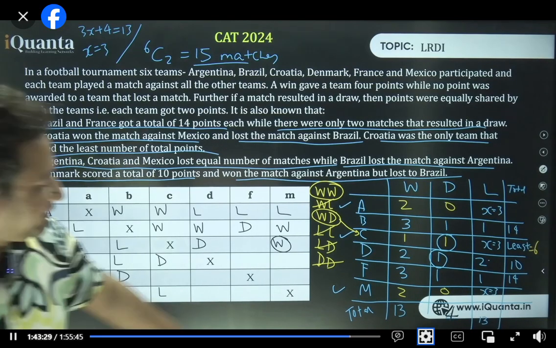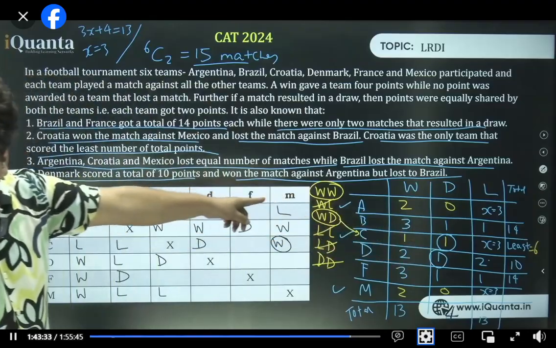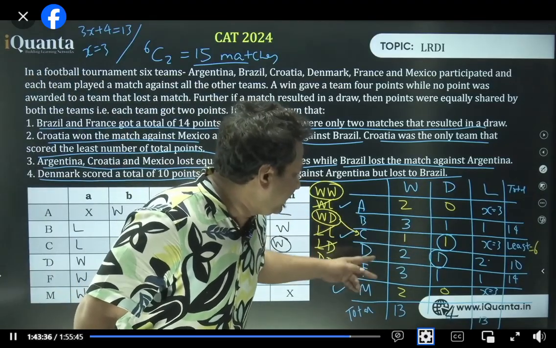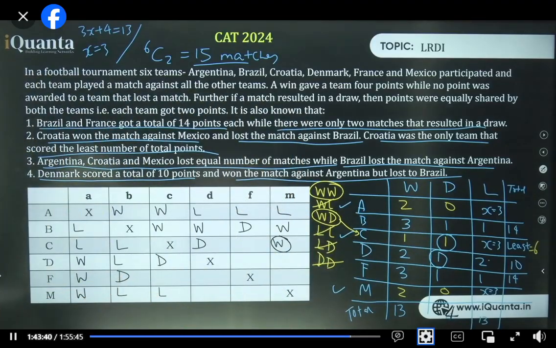No problem. It's confirmed. That's why. No, I told you, no? I gave you the proper reasoning over there. C and D were accommodated. Remaining were B and F. So B and F were the ones who drew against each other. All right.